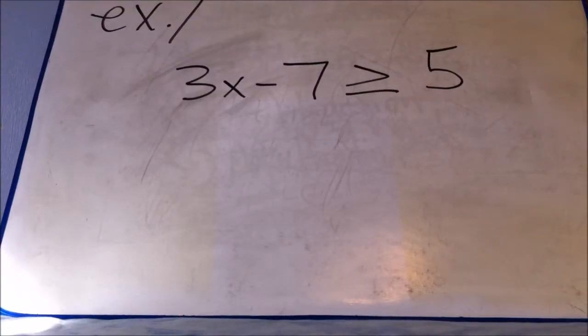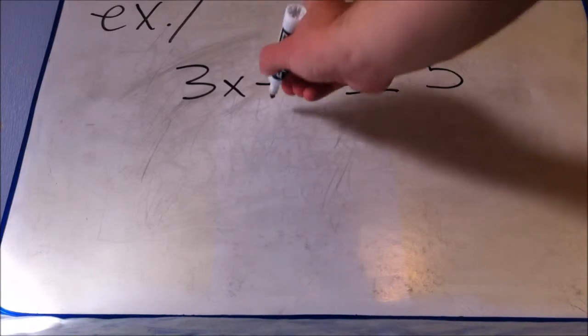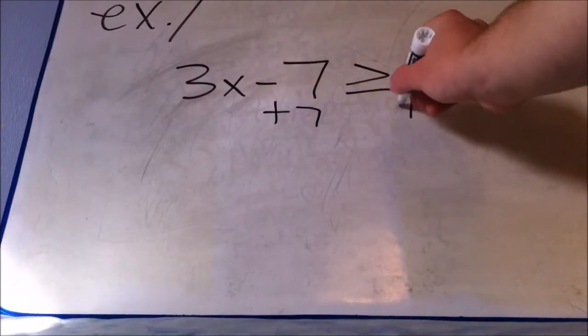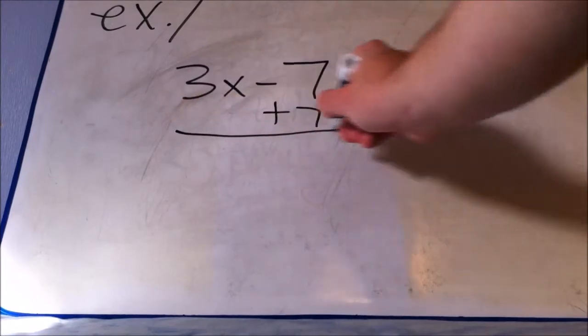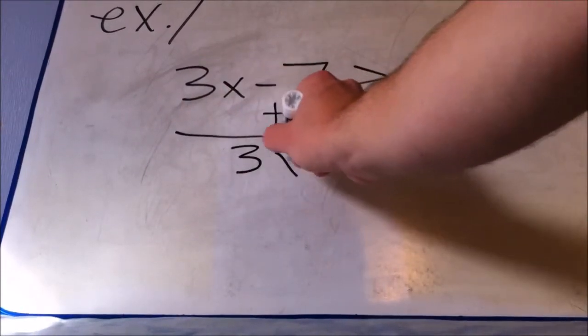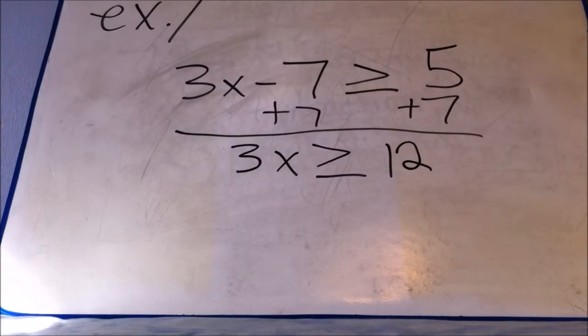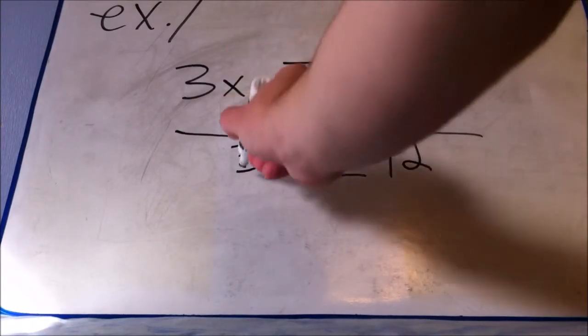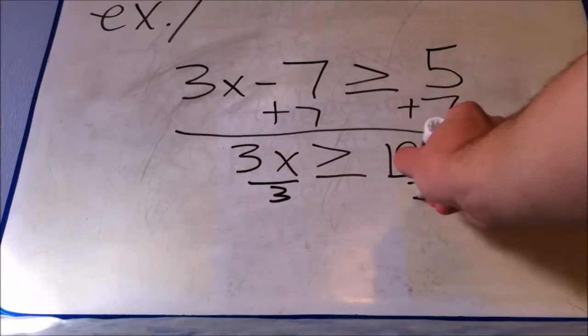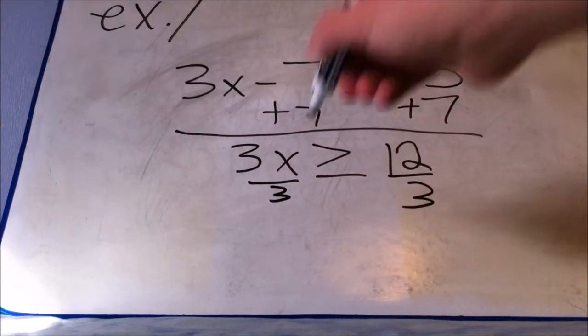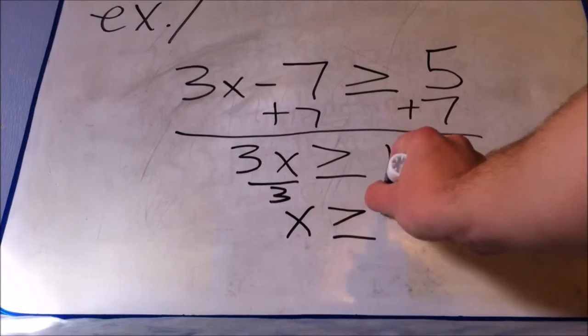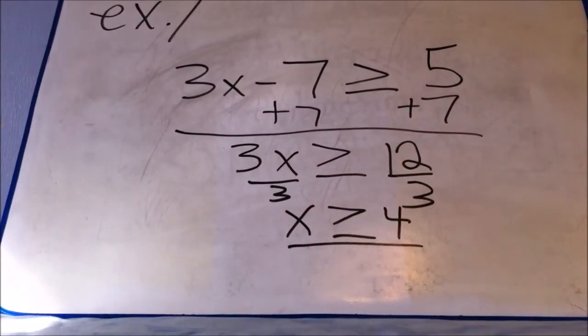Let's start with a fairly simple inequality. 3x minus 7 is greater than or equal to 5. To get the 3x by itself, let's first add 7 on both sides of the inequality. Adding 7 on both sides, we are then left with 3x is greater than or equal to 12. Now we want to get just plain x by itself, so we divide by 3 on both sides. Dividing by 3, we are left with x is greater than or equal to 4, and that is our answer.